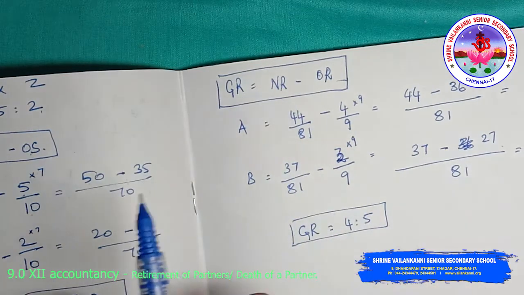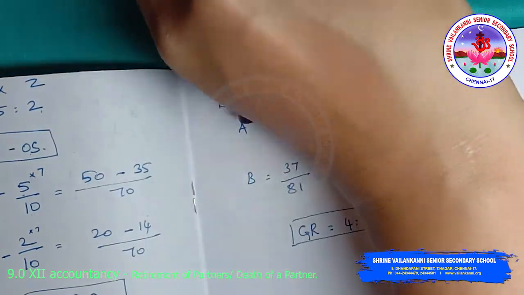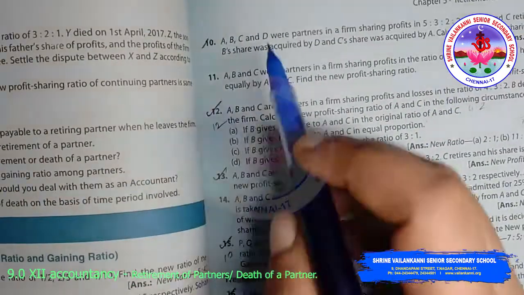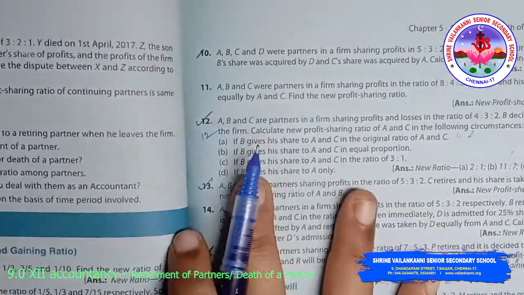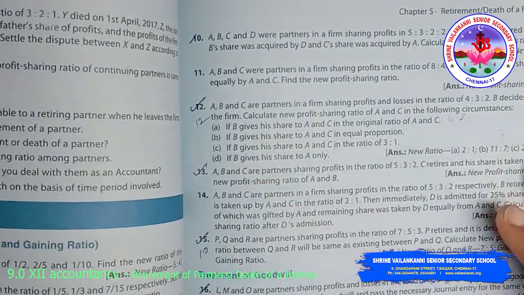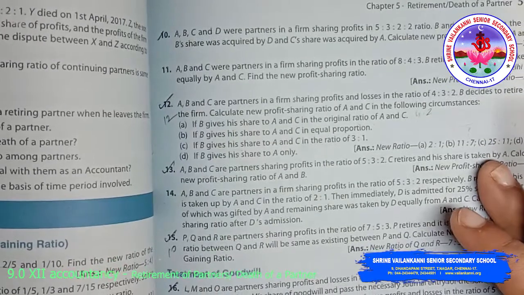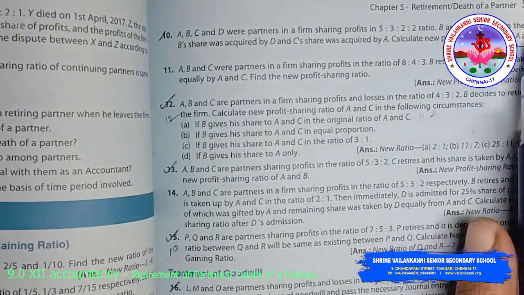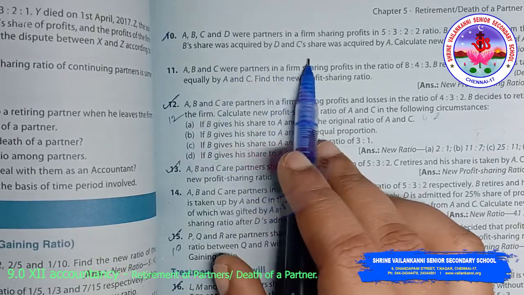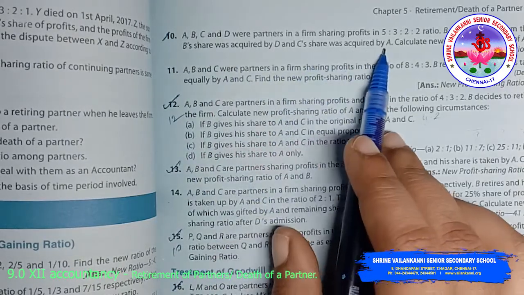The next question that we are going to do will be this one. A, B, C, D were partners in a firm sharing profits in the ratio of 5:3:2:2. B and C retire from the firm. B's share was acquired by D and C's share was acquired by A.